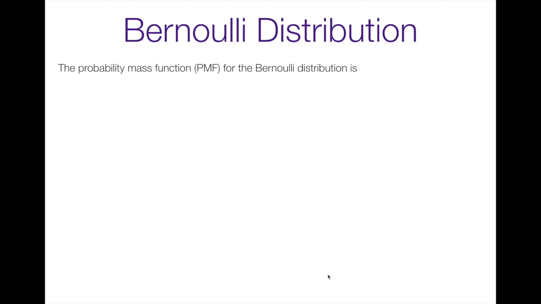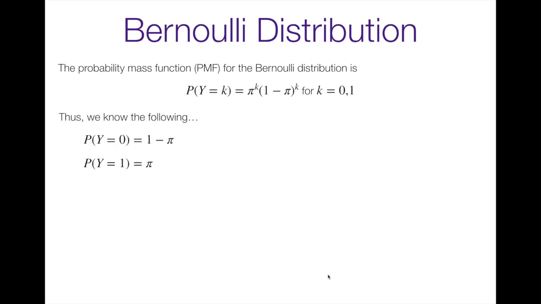The PMF for the Bernoulli distribution looks a lot like the PMF for the binomial. So pi to the k times 1 minus pi to the 1 minus k, where k is either 0 or 1. So that, remember, this is a PMF, not a PDF, so this actually does give us that probability. So we can get the probability of success and the probability of failure. So probability of success is pi, probability of failure is 1 minus pi.